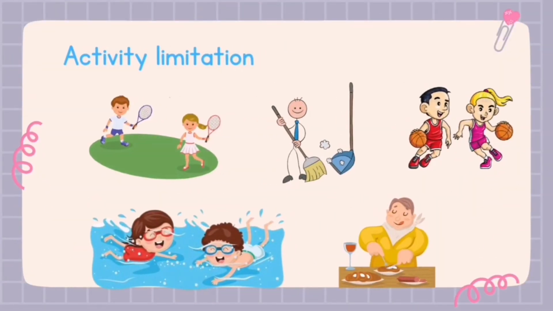Next, they can have difficulty to play sports such as badminton, basketball, swimming, and sports that require movement of the shoulder. Other than that, they can have difficulty to eat, especially food that requires using both hands such as steak. Last but not least, they can have difficulty to do house chores.